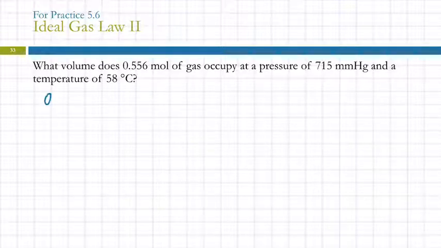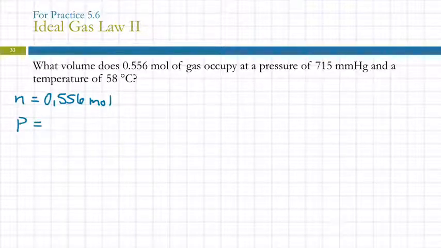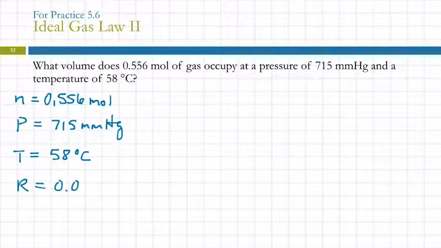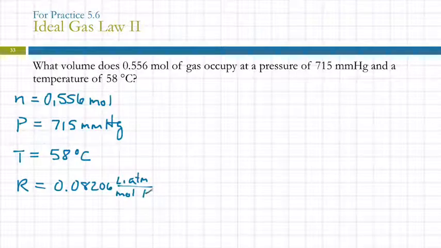So I've got 0.556 moles. And I know that that's N, the amount of gas in moles, so I'm going to label that. And then they're telling me the pressure is 715 millimeters of mercury. And they're telling me the temperature is 58 degrees Celsius. And then let's write R down here. That's not going to be given in the problem, but we're going to need it. And those units are helpful because they remind us of the units that need to be used.